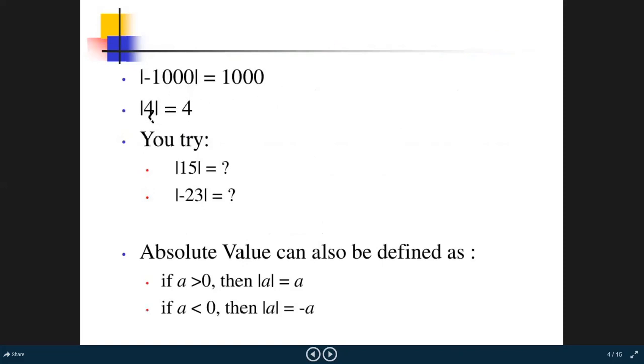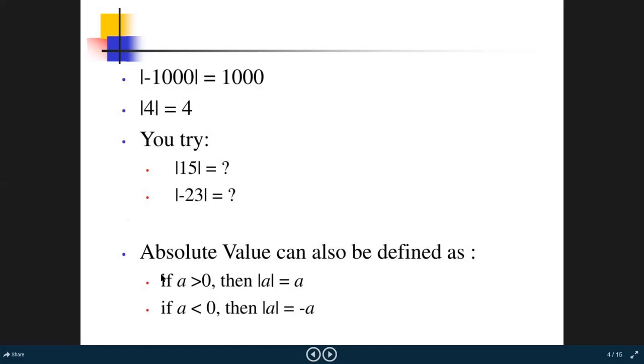The absolute value of plus 4 is equal to plus 4. It means the absolute value of a negative number is also equal to the absolute value of 1000, and the absolute value of 4 is equal to 4. Now you can try: the absolute value of 15 is equal to 15. The absolute value of minus 23 is equal to 23.